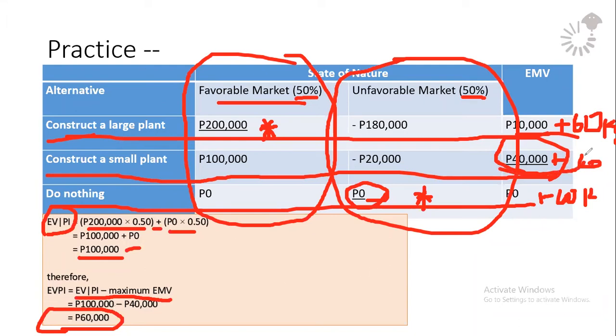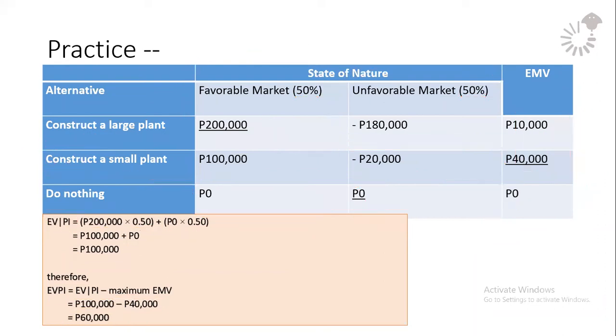So again, it's still leading to construct a small plant. Or also you can look at it with, it will take you another 60,000 para ma-identify mo kung alin yung market, anong state of nature yung mangyayari. Anong alternative yung mangyayari?